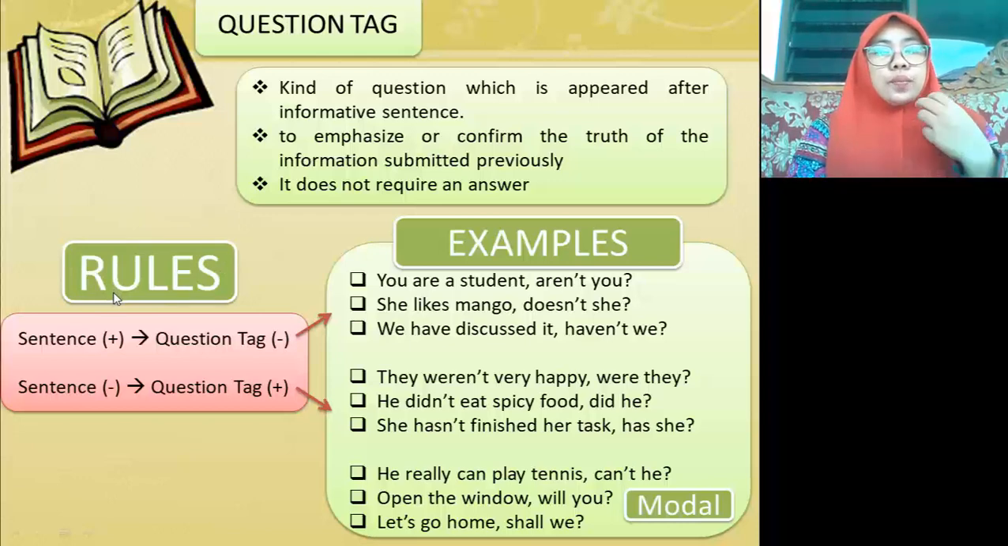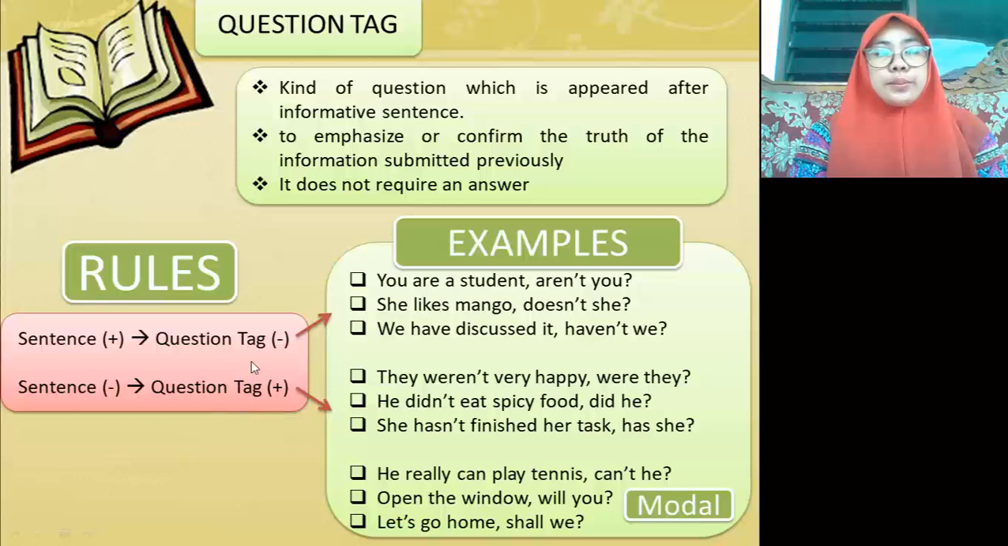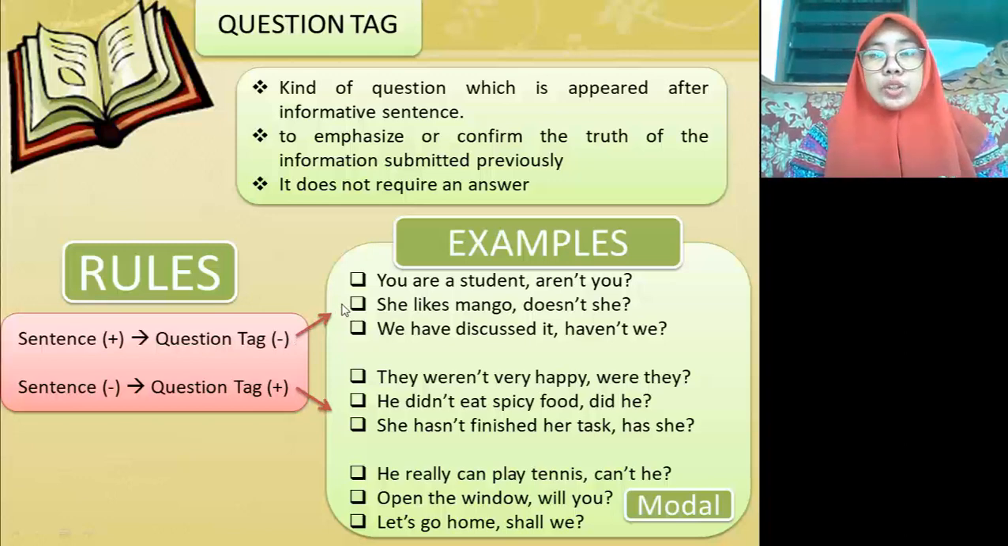Two rules. If your sentence is positive, then your question tag must be negative. Meanwhile, if the sentence is negative, then your question tag is positive. Let's see the examples. What you must remember is that you can use the to be, the auxiliary, and also the modals in your question tag. Let's check an example: a positive sentence, and then the question tag is negative.